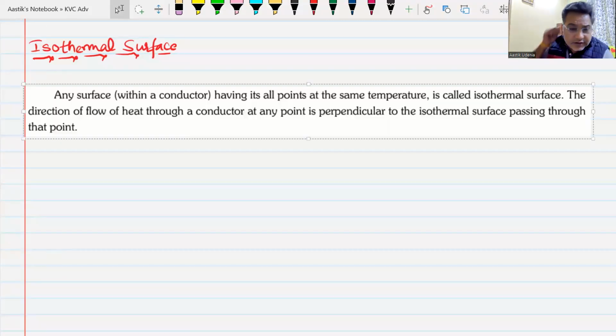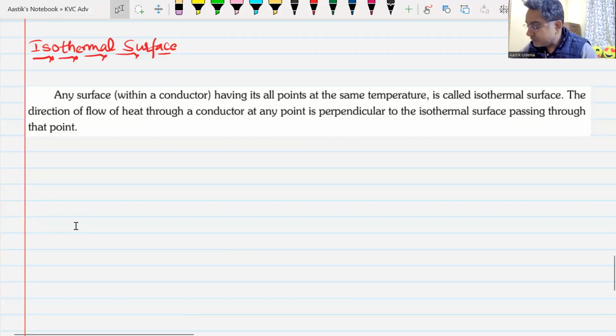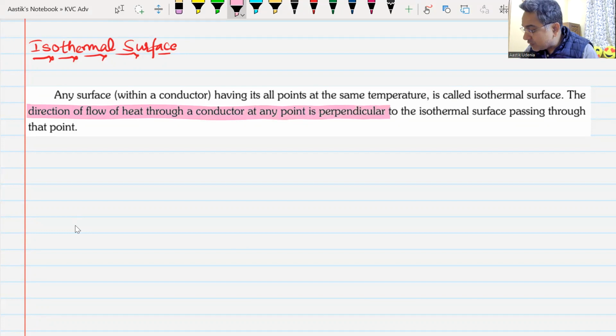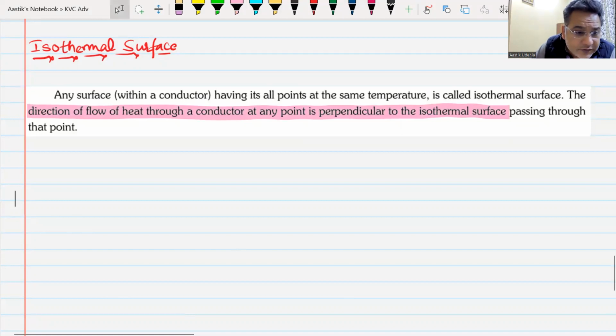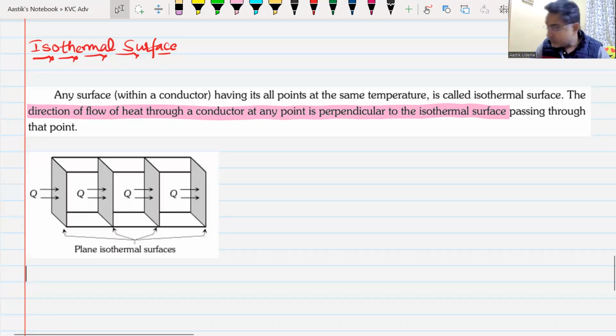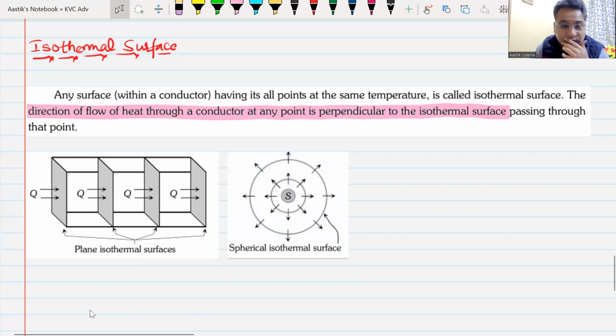Yes, sir. Okay, now remember, the direction of heat flow, that is the important point. The direction of flow of heat through a conductor at any point is perpendicular to the isothermal surface. Direction of flow of heat is always perpendicular to the isothermal surface. For example, if you have an isothermal surface like this, heat will be transferred like this. Do you see this? Yes, sir. If you have an isothermal surface like this, which is spherical, heat will be transferred like this.